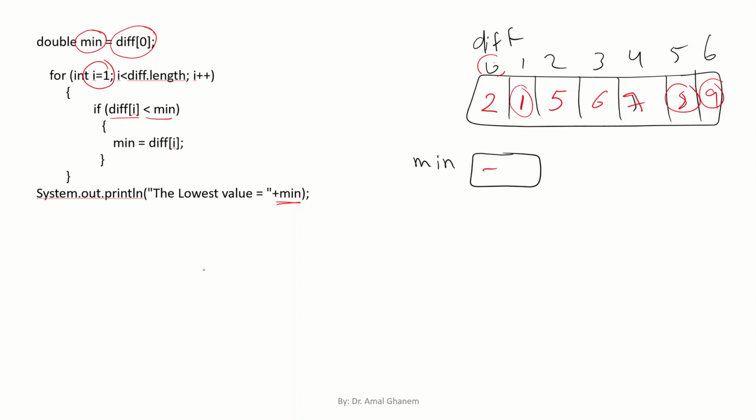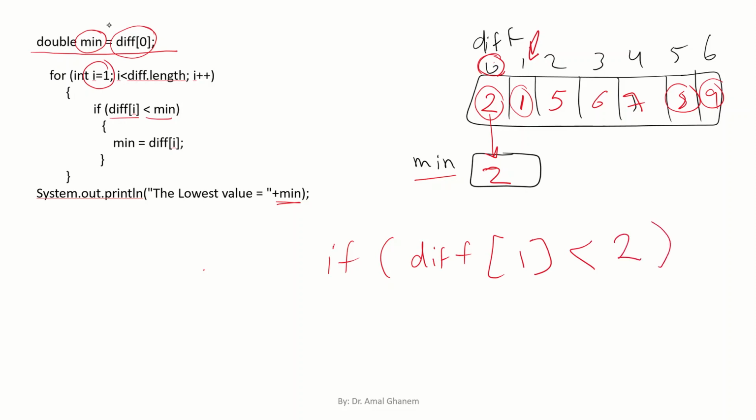Now when we start, we will say double minimum equal difference at 0. It means declare a variable minimum. From your array, go to location 0, take the value and save it in minimum. So here the minimum will be holding the value 2. Then from location 1, till the end of the array, let's apply the condition that says go and check if the array at location I, which is currently location 1, is it less than the minimum, which is currently 2. Difference at location 1 is holding the value 1.